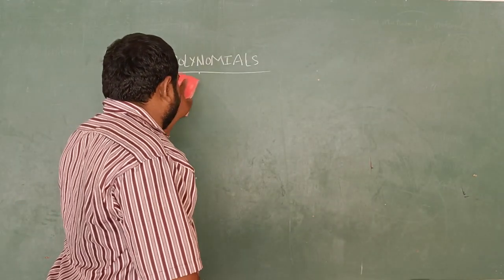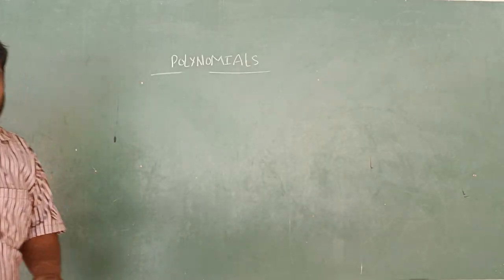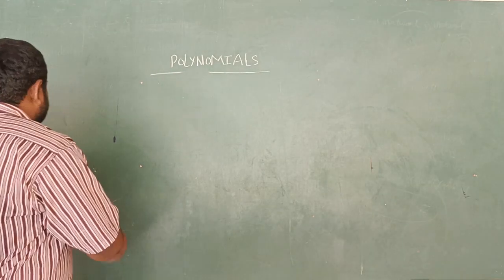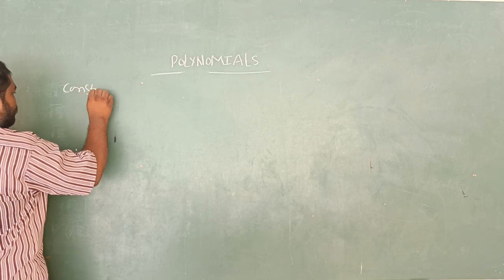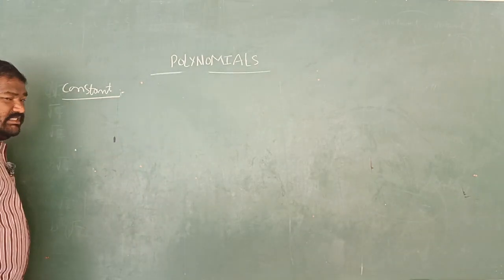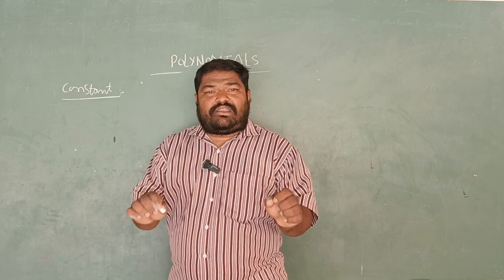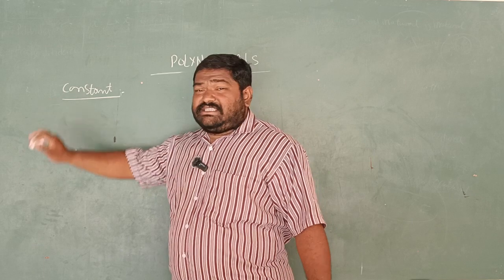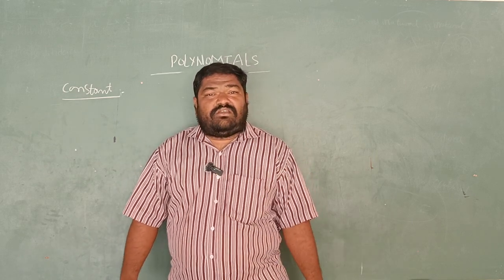Before entering into the topic of polynomials, we have to get an idea about some technical terms in this chapter. The first one is constant. What is a constant? Constant means a number which has a fixed value.